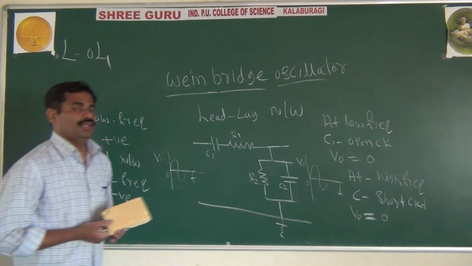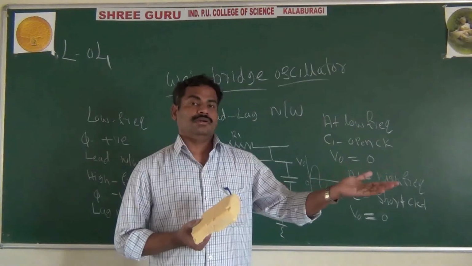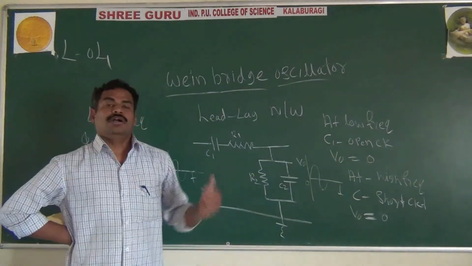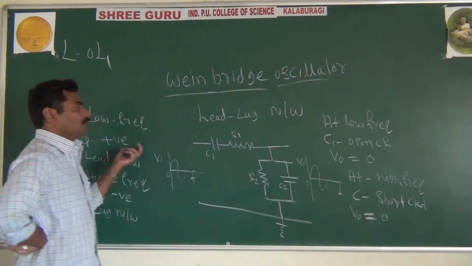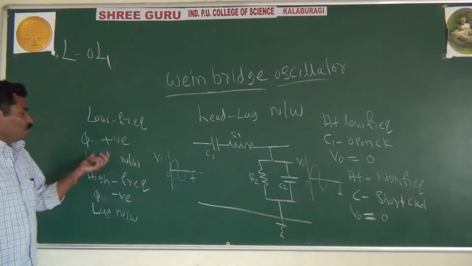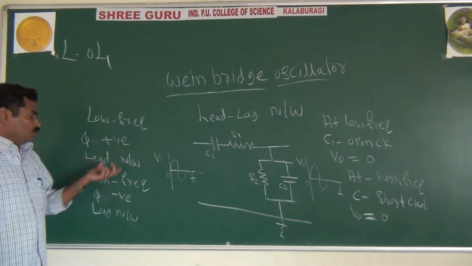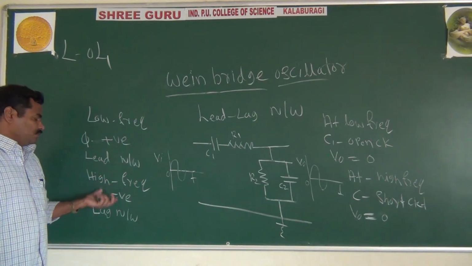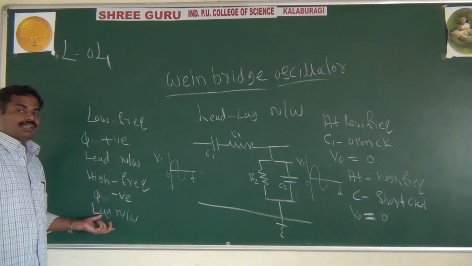As you know, leading is nothing but one ahead of another, and lagging is nothing but one behind another. That is the meaning of leading and lagging. For low frequency, the phase angle is positive, and your circuit acts as a leading network. And for high frequency, the phase angle is negative, and your network acts as a lagging network.